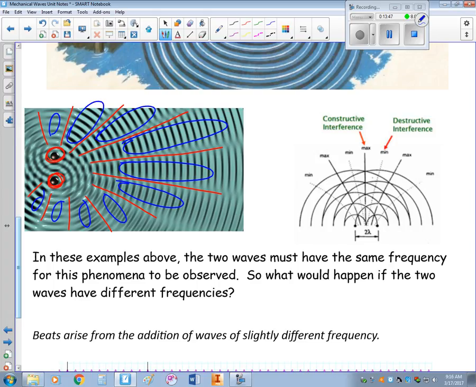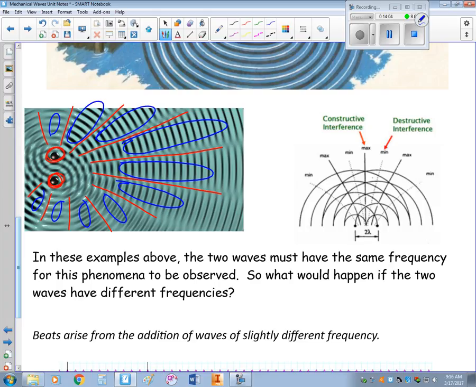So I get constructive and destructive interference. And again, this happens when the two waves have the same frequency. So that's very important. We can do this with light. We can shine light through two openings and we'll see an interference pattern.